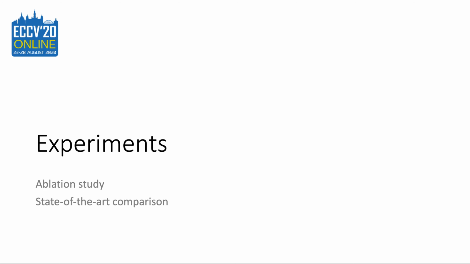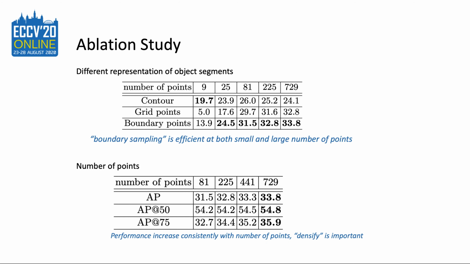Next, we show the ablation study and the state-of-the-art comparison. For the ablation study, we first compare different representations of object segments. The contour representation is effective when we only use a small number of points, while the grid mask representation achieves better performance at a large number of points. Our proposed boundary mask representation combines the merits of both contour and grid mask, and it achieves the best performance across different numbers of points.